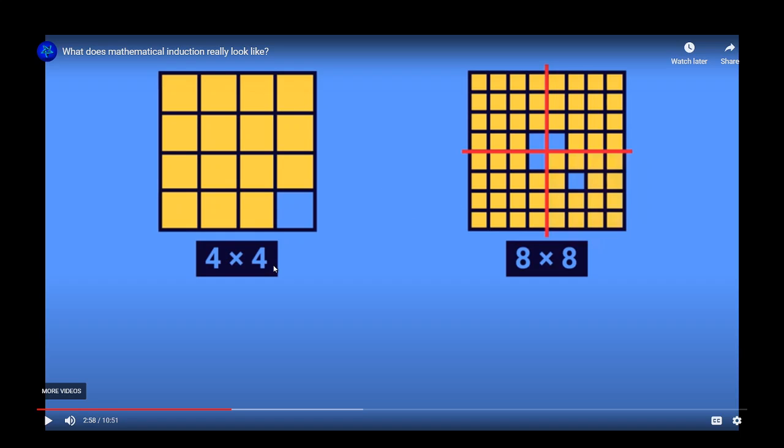That it is possible to cover all the squares except one square. We assume that it is possible. So 8 by 8 square, I cut it into 4 pieces. So I got 4 by 4 squares like this. And because I assumed it is true, I could say that all these 4 pieces I can do, right?